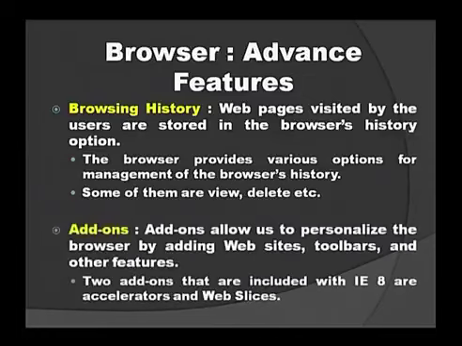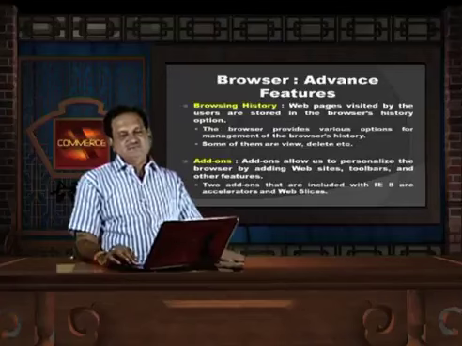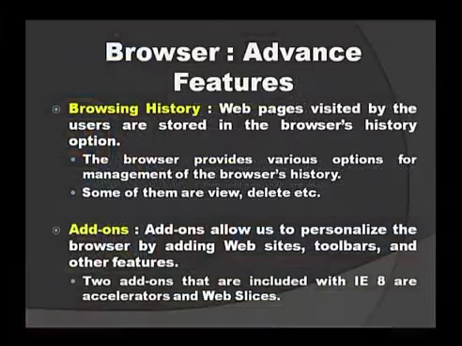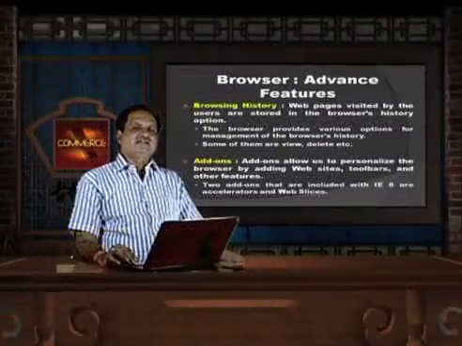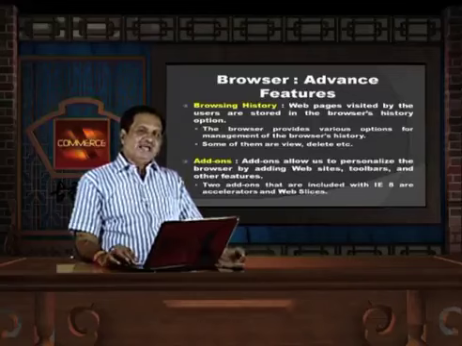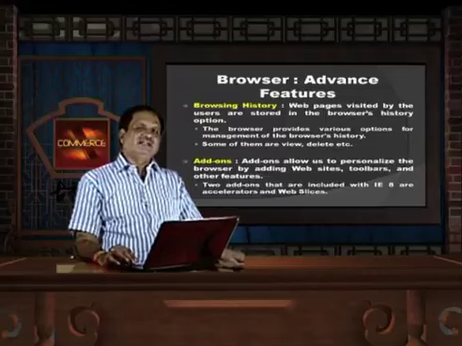Add-ons. What is an add-on? Add-ons are specific tools provided by the corresponding developer, so that if they are attached to our browser application, we will be in a position to see some additional features with the help of the browser. Add-ons allow us to personalize the browser by adding websites, toolbars and other features. Various tools are developed by third party application developers. If these are added to our web browser application, then with the help of such buttons, options or toolbars, we will be in a position to view more and more content in a more user friendly environment.